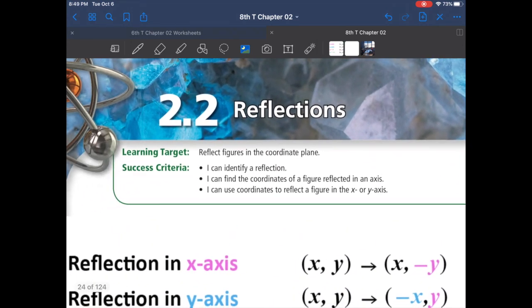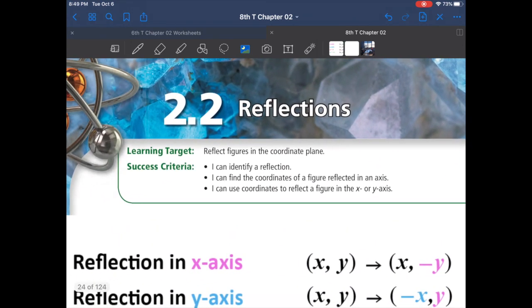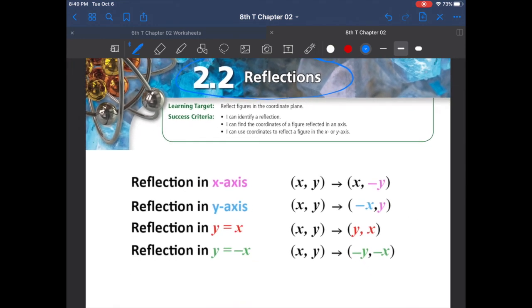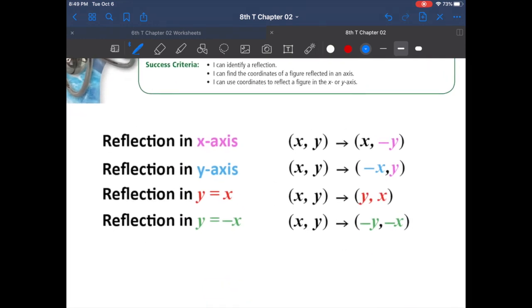Hello everyone, these are the video notes for 2.2. I would like you in your notes to please copy down the title. Please make sure you have the title written down, 2.2. Also in your video notes, please copy this down right now. So pause the video and copy this down. You need this exactly the way it says.